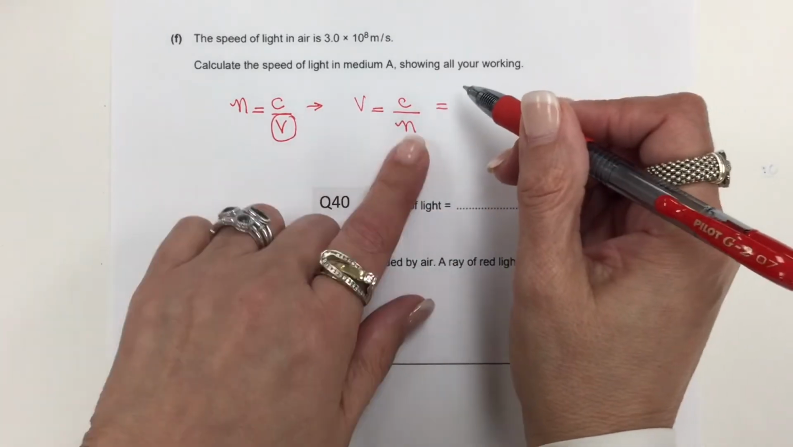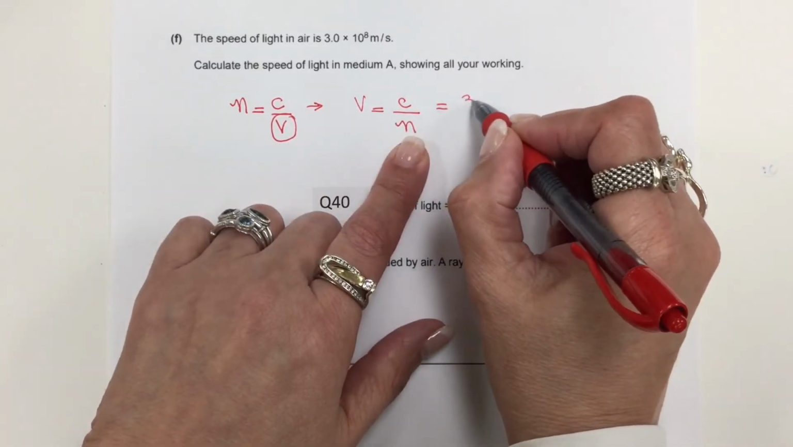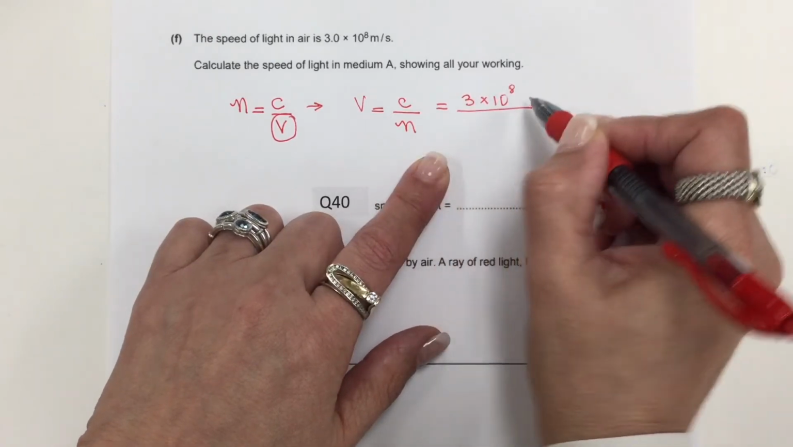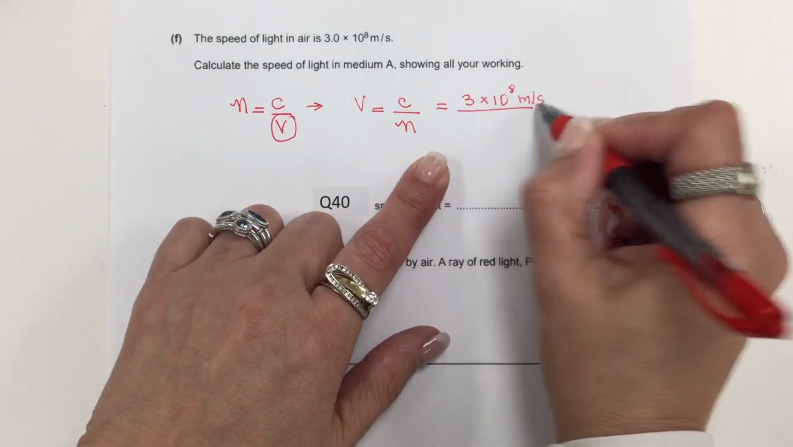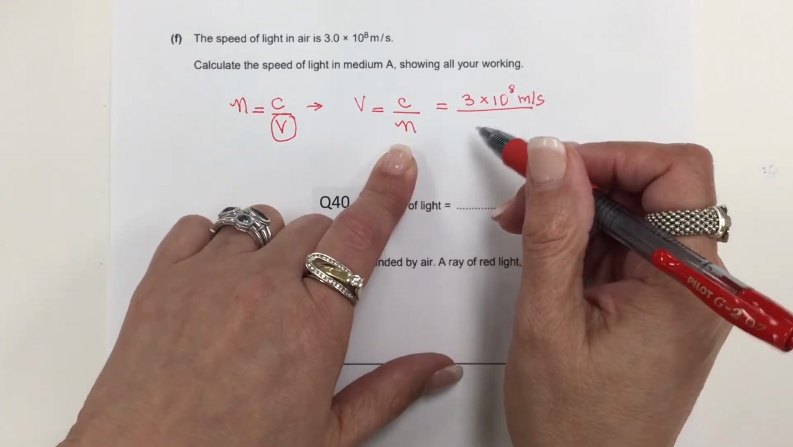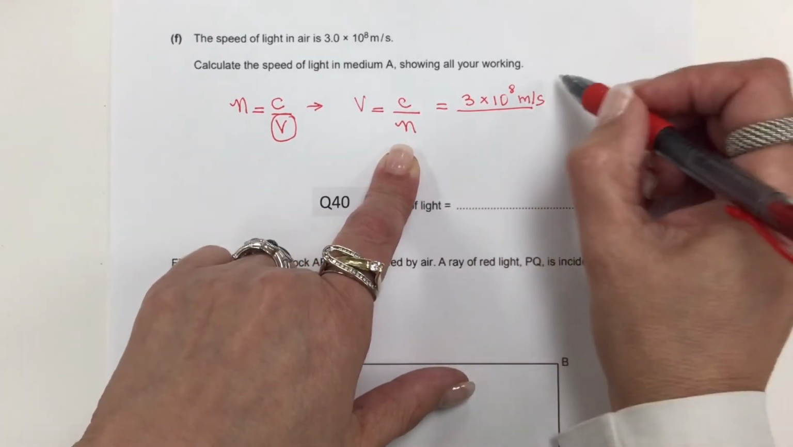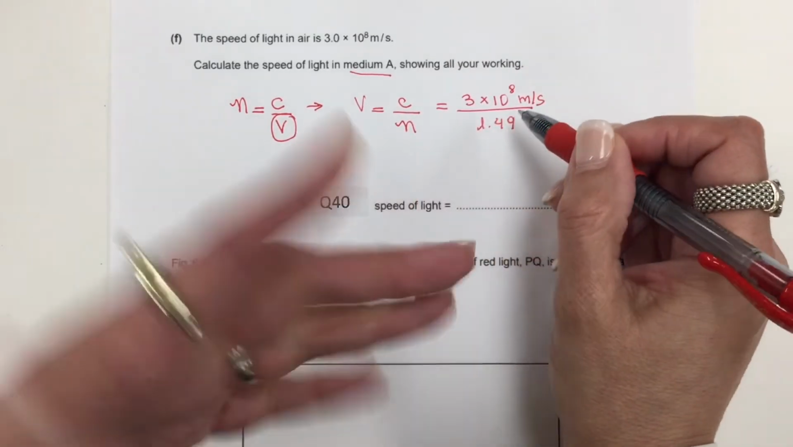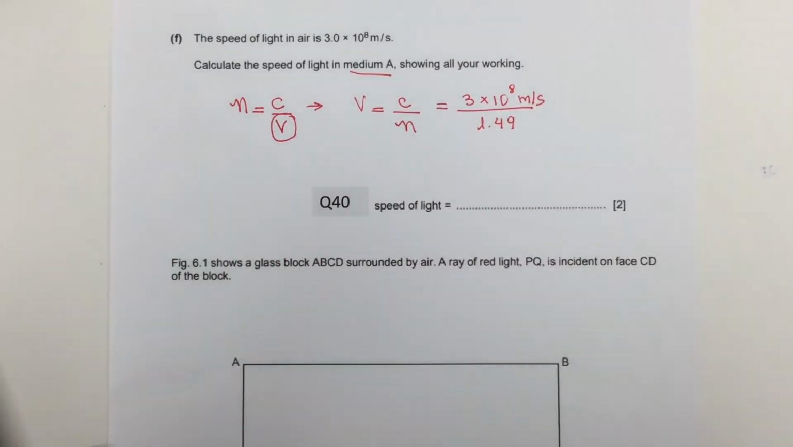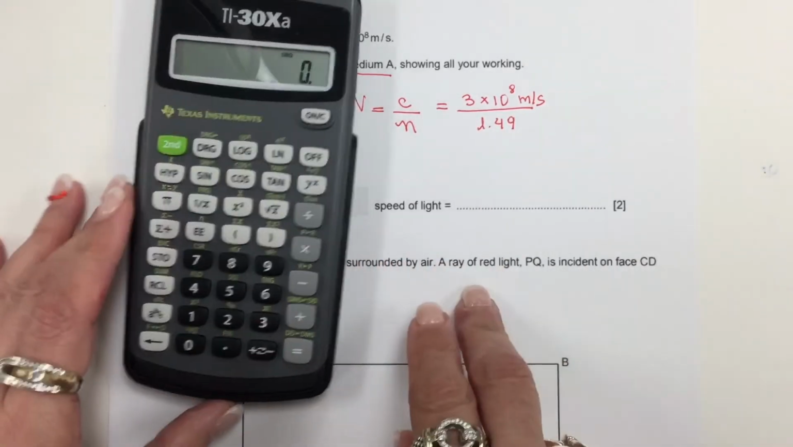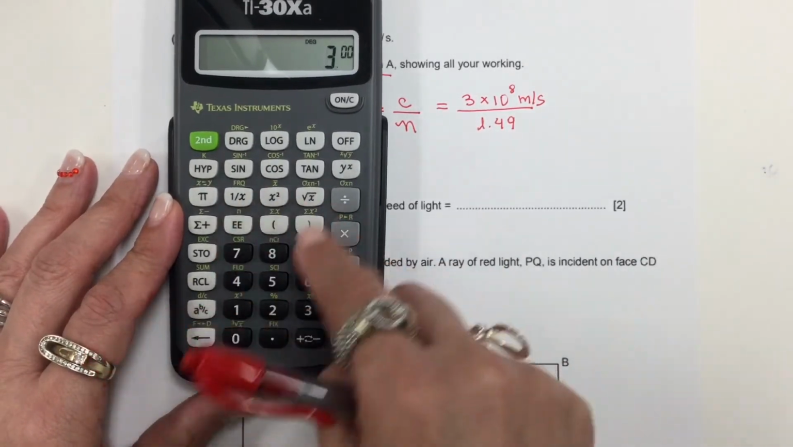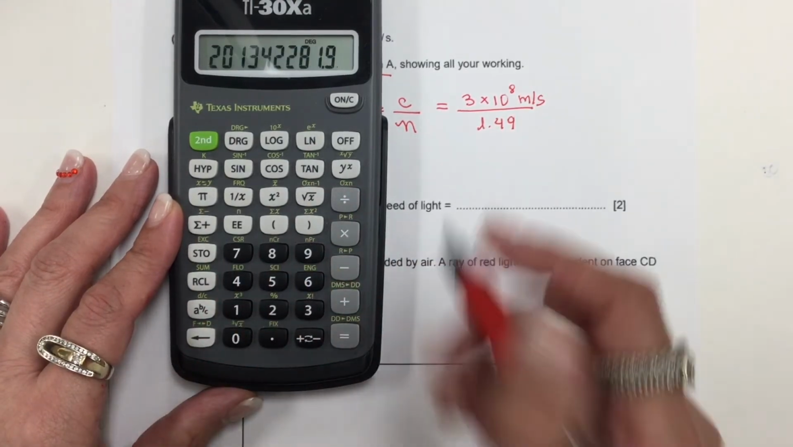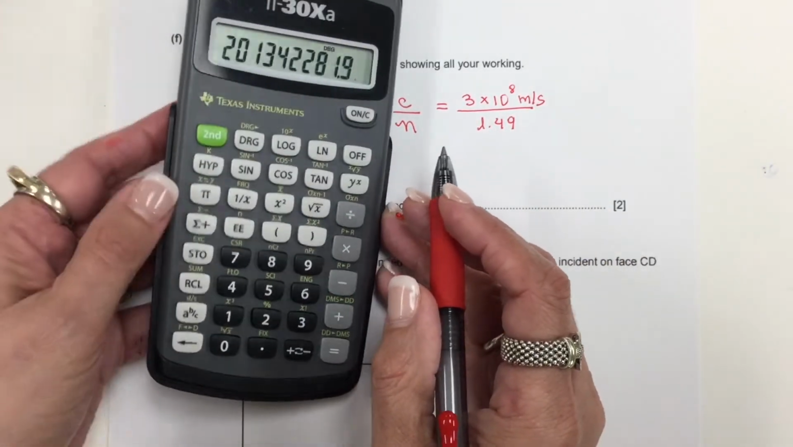So C is the speed of light in the air or vacuum, which is this. And this is actually meters per second. And N is the index of refraction of medium A, which is 1.49. The problem has provided. So then calculate it. So this is 3E8 divided by 1.49. So, wow, that's a mess.